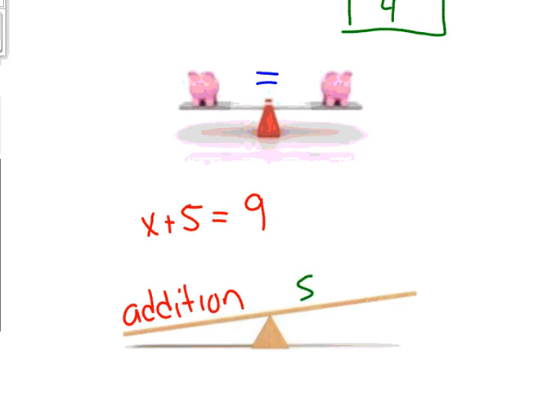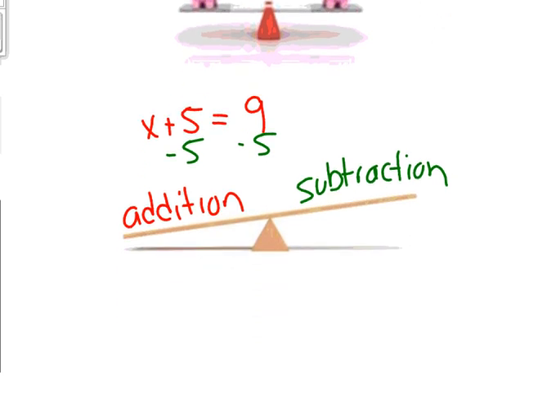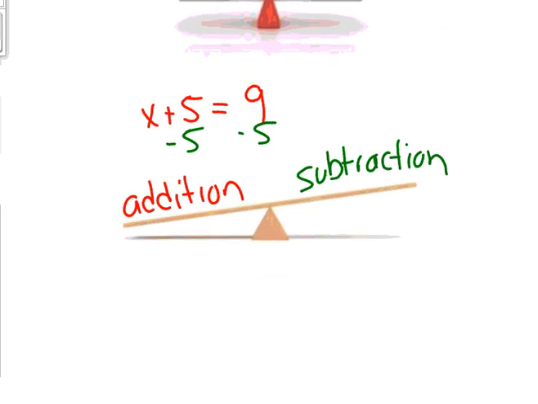So addition and subtraction are paired together in this mathematical expression. We have to subtract 5, we have to subtract 5.